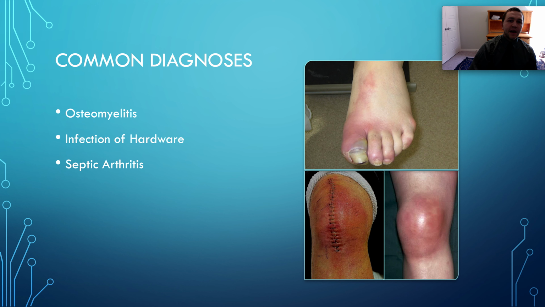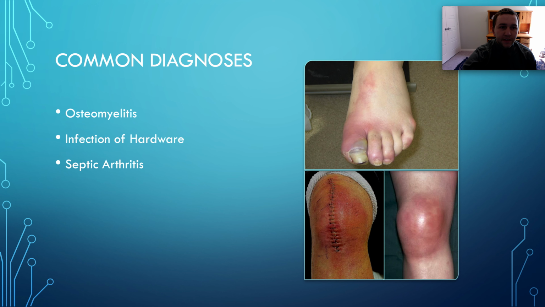So some of the common diagnoses we see: at the top, osteomyelitis, a lot of diabetic patients we see with that; infection of hardware, where something just didn't go right in their knee. They had a pre-existing infection, or they got an infection and it migrated to the knee; or septic arthritis of some type. They're doing some injections and some bacteria got in there and is causing an infection.